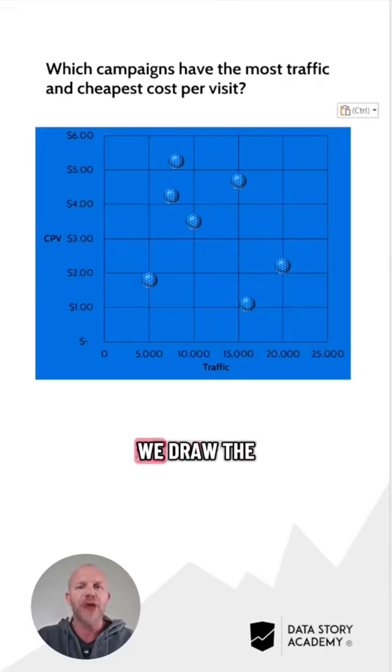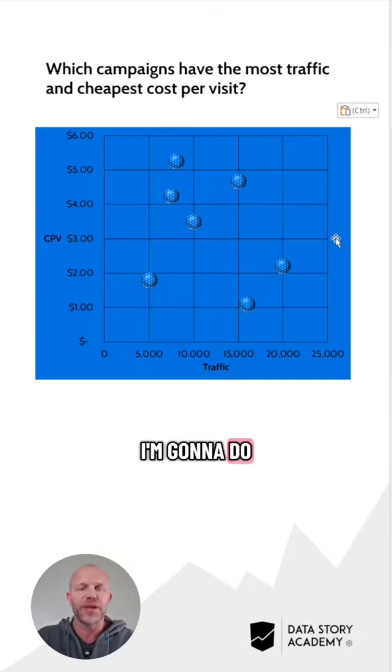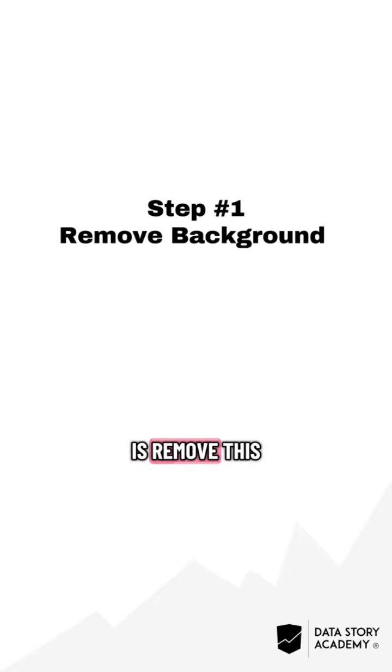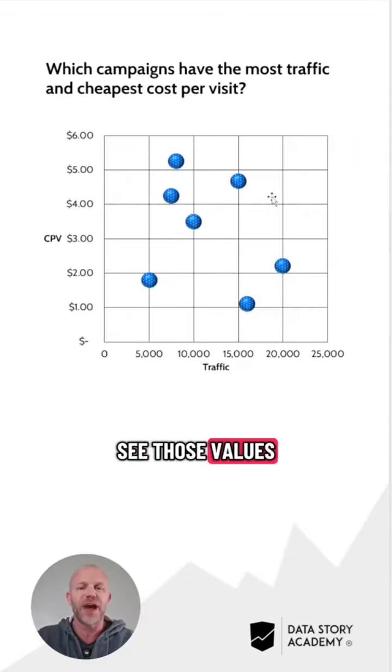So how do we draw the answer to that question out of this chart as quickly and as easily as possible for our audience? The first thing I'm going to do, step number one, is remove this background or this fill on the chart, and already it's so much easier for me to see those values within the chart.